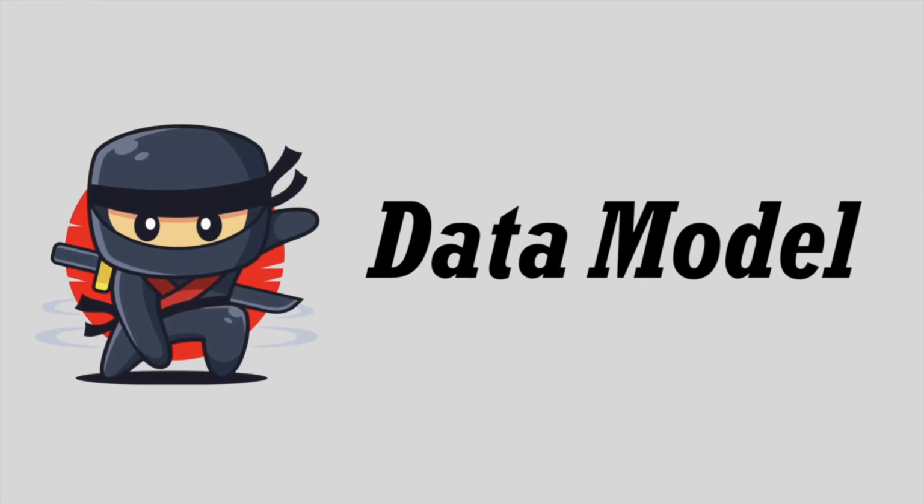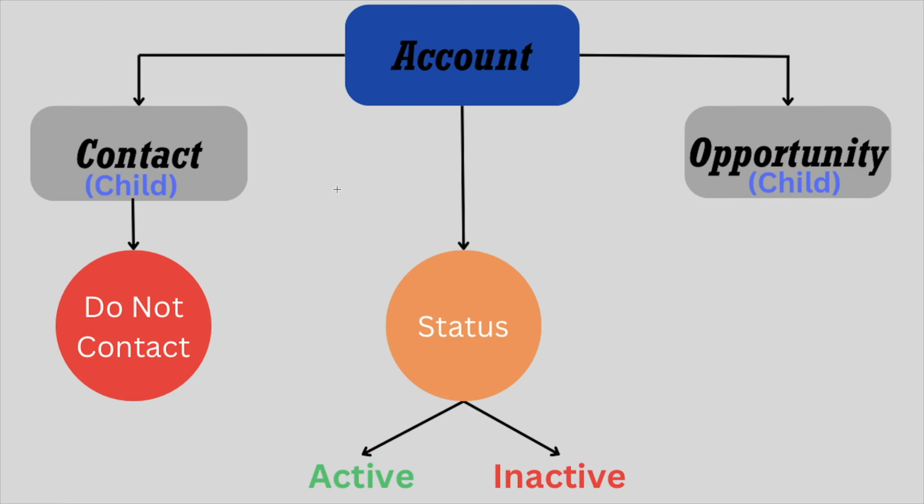First, let's start with the data model for today's scenario. Today we are going to use three objects: account, contact and opportunity, where contact and opportunity are the child objects and account is the parent object. On the account object, we have a picklist field, status, which contains two values, active and inactive. And on the contact object, we have a checkbox field, do not contact. So this is the data model for today's scenario.